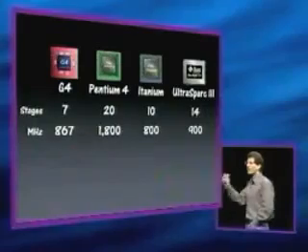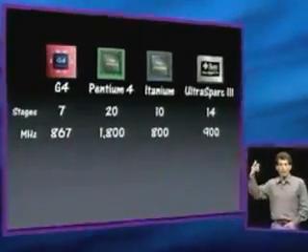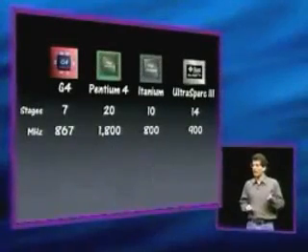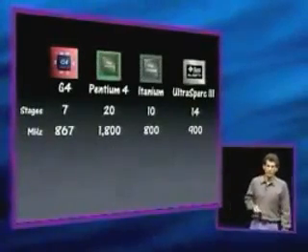So let's go back and compare our four processors again. We have the Pentium 4 running at 1.8 gigahertz with those 20 pipeline stages. It's interesting to look at the Itanium because, again, for Intel's next generation processor, they chose to go with 10 pipeline stages. Note that it runs at 800 megahertz. And we see the UltraSPARC III has 14 pipeline stages and runs at 900 megahertz. So the G4 is an extremely efficient design in that it only has 7 pipeline stages and yet runs at the same speed as other processors that have much longer pipelines.